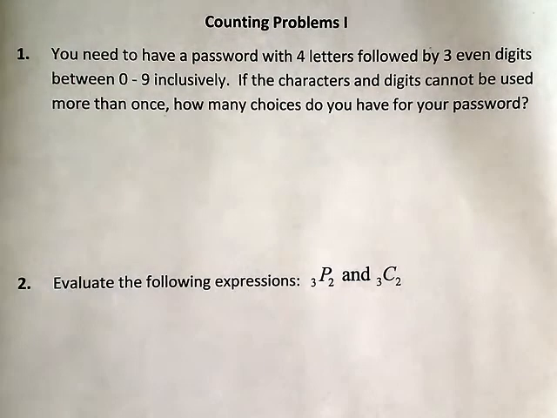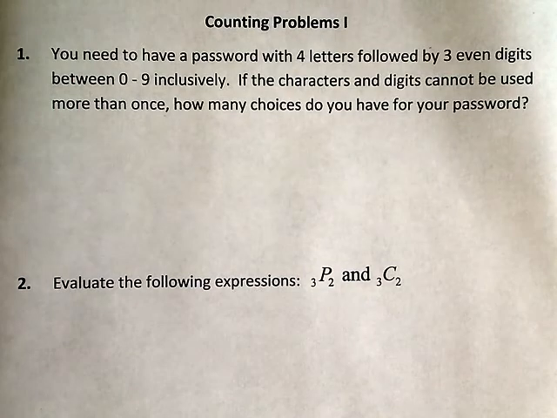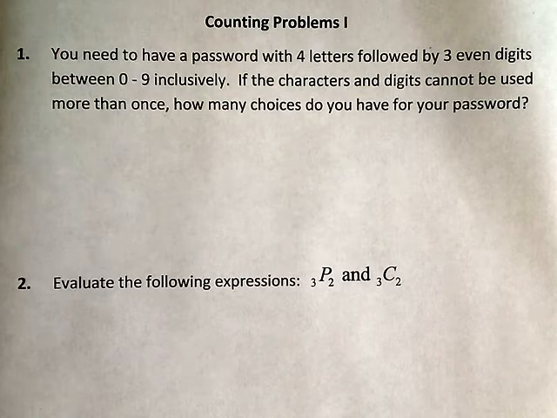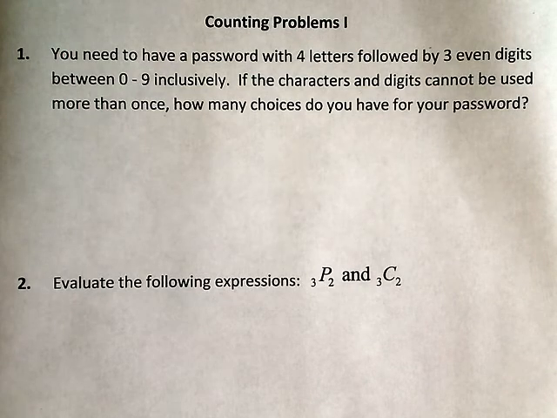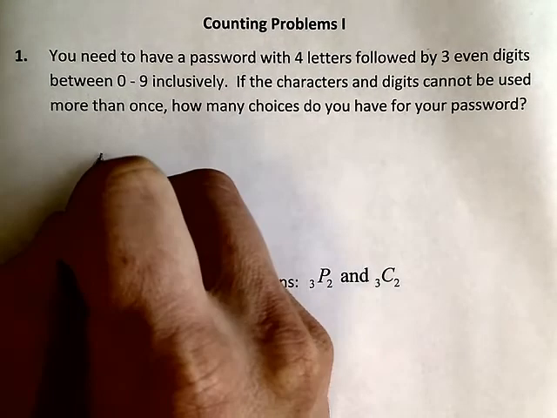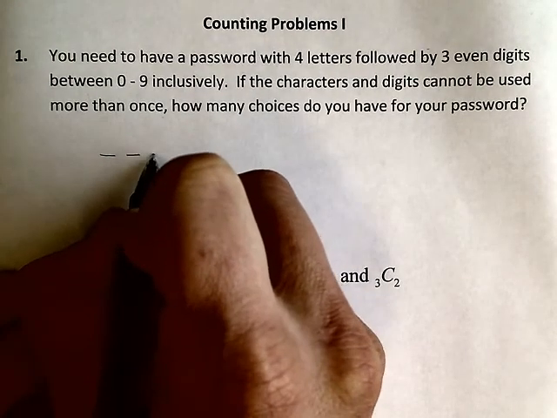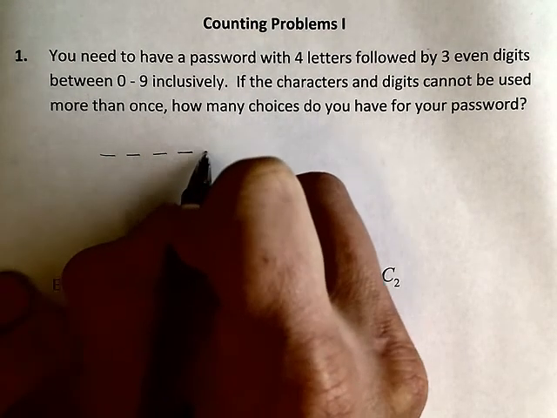So we want to create a password with 4 letters followed by 3 even digits. And the even digits are between 0 and 9 inclusively. If the characters and digits cannot be used more than once, how many choices do you have for your password? Okay, so basically we want to create a 7 character password here. So you could think of this as maybe your ATM password or something like that.